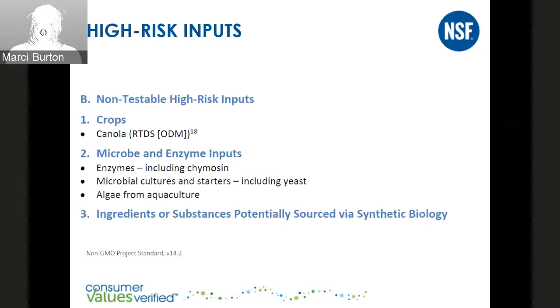And then there's a category of non-testable high-risk ingredients. These are ingredients that you couldn't necessarily test for genetically modified sequences, and so these are confirmed through affidavits, and that's going to include enzymes, microbial starters, which includes yeast, and we'll get into the specifics of how to demonstrate compliance for those. And then synthetic biology is another classification for high-risk ingredients.